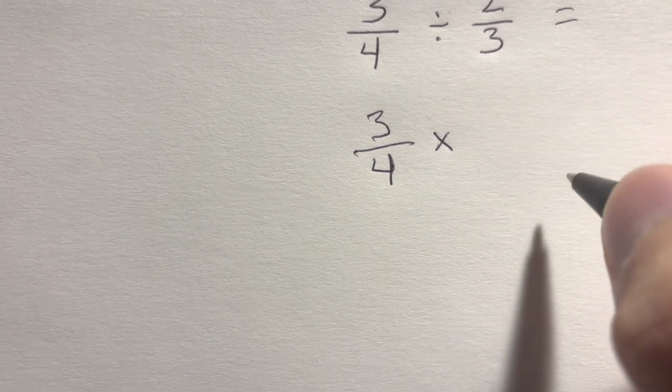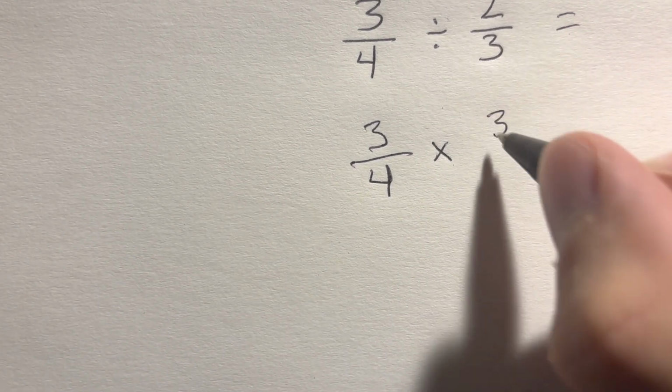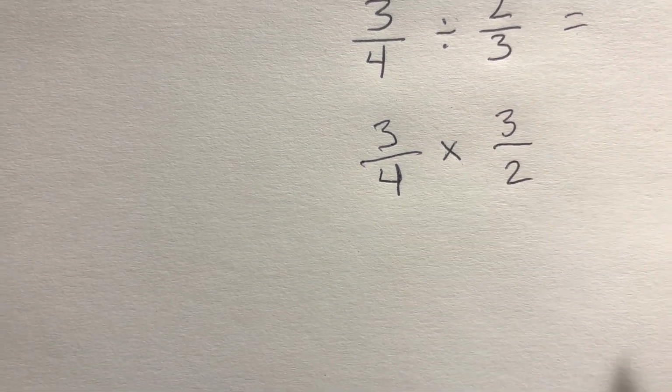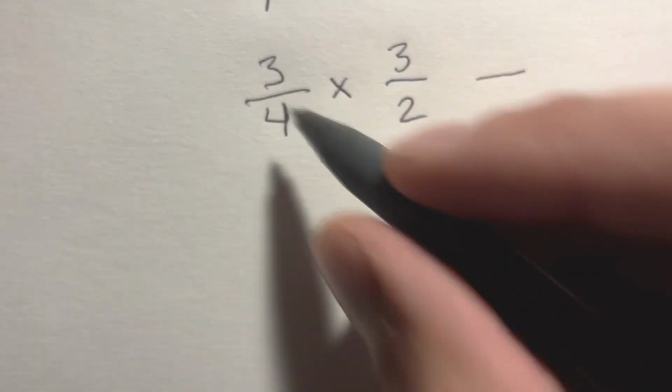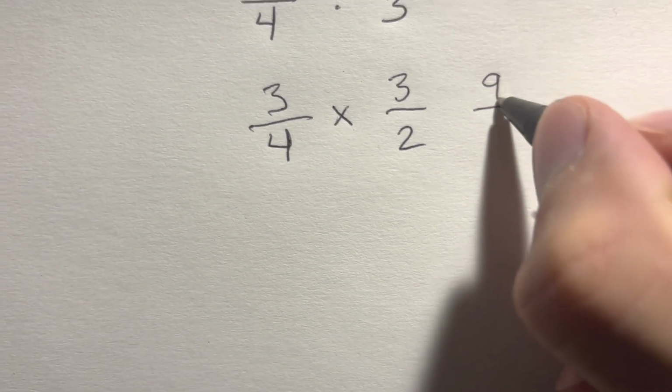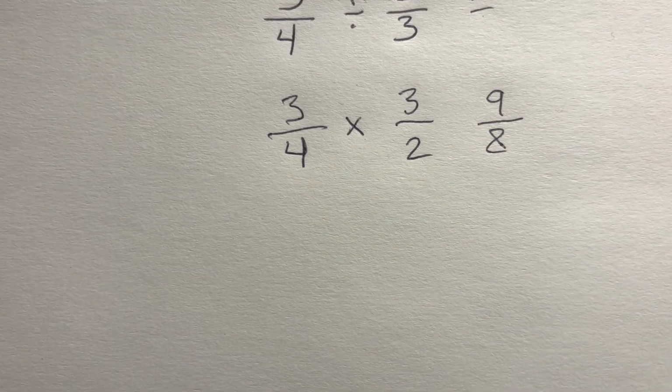But we're multiplying it this time, and we're flip-flopping these around, like so. So multiply this. This is 9. 3 times 3 is 9. 4 times 2 is 8. And that's your answer right there.